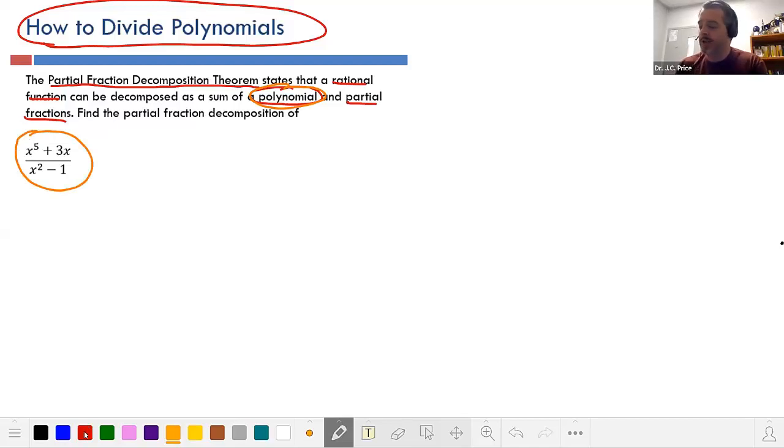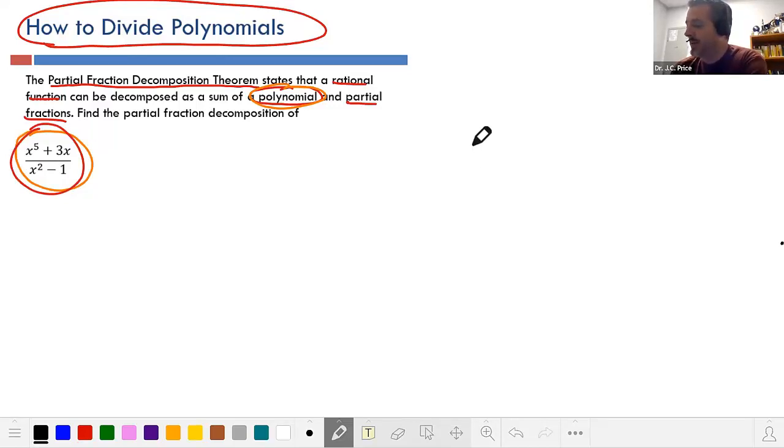What you want to notice is that the degree on top here is 5 and the degree on bottom is 2. So now the degree is bigger on top than it is on bottom. So to do this partial fraction decomposition, we have to do one additional step. So what do we need to do? We need to divide these two polynomials here. So how do we divide polynomials? Let me just review this idea with you.